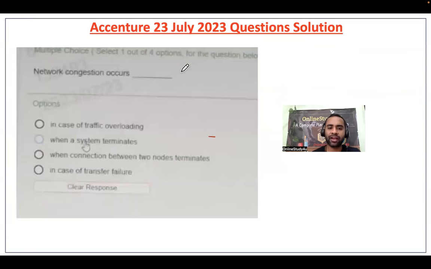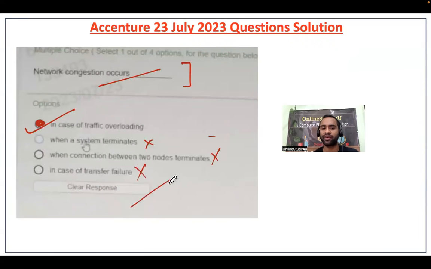Now, network congestion occurs. Friends, when does network congestion occur? See, if you say people congestion occurs, it is when there are more people. Vehicle congestion occurs when vehicles are more. So network congestion occurs in case of traffic overloading, right? When there is a lot of traffic, that time network congestion will occur. Not when the system terminates, no. Not when the connection between two nodes terminates, no. Not in case of transfer failure, no. Okay, so in case of traffic overloading.